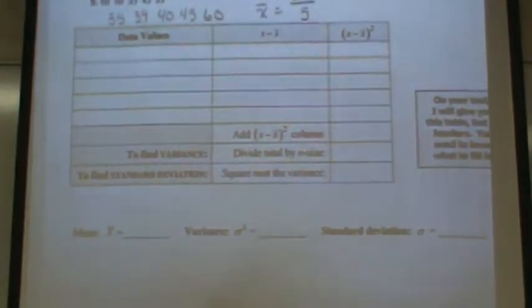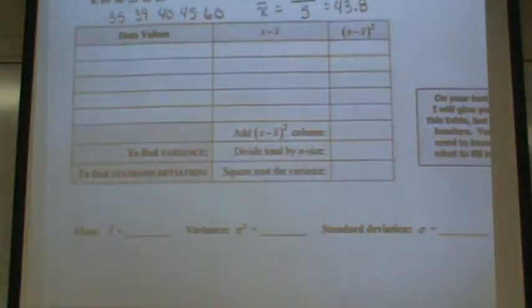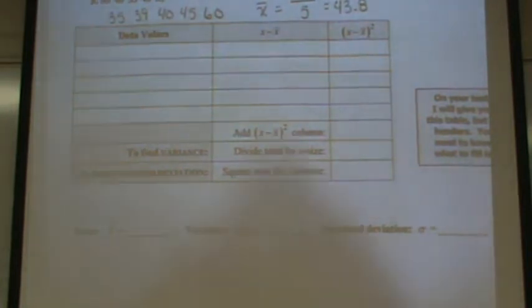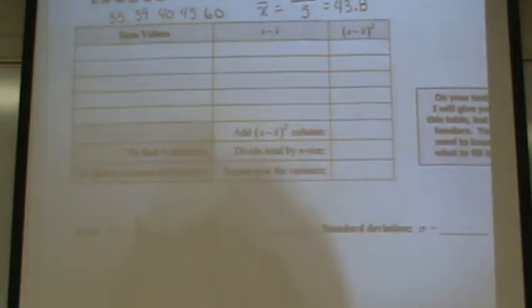And again, the first thing you want to do is find your mean. So x bar, when we add up these 5 digits, we get 219. And there are 5 of them, so we're dividing by 5. And that gives us 43.8. So our mean, or our average, is 43.8.